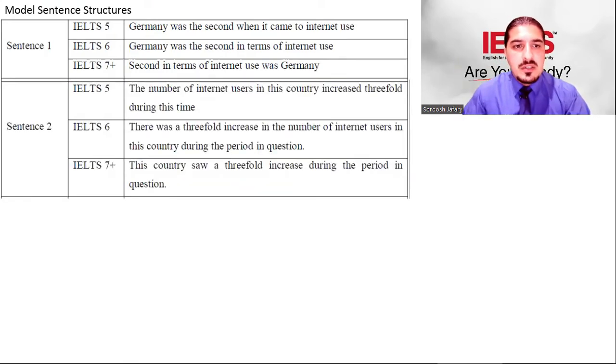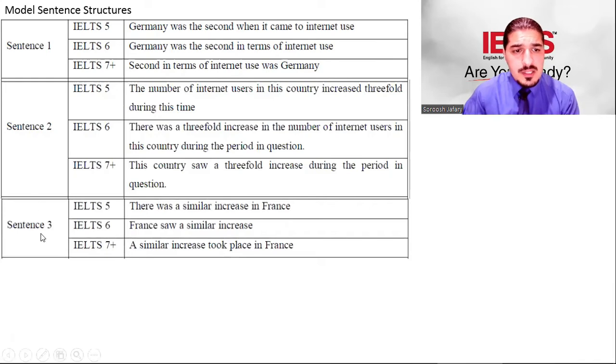Very nice. Sentence 2. The number of internet users in this country increased threefold during this time. There was a threefold increase in the number of internet users in this country during the period in question. This country saw a threefold increase during the period in question. So, not only do you wrap the sentence in a shorter way, at the same time you give the message in the reported speech. Very nice. Sentence 3. There was a similar increase in France. France saw a similar increase, passive voice. A similar increase took place in France. I guess you get the idea. After 3 sessions, 4 sessions, when you watch the videos, you get the idea of what is going on and how you can improve your score.